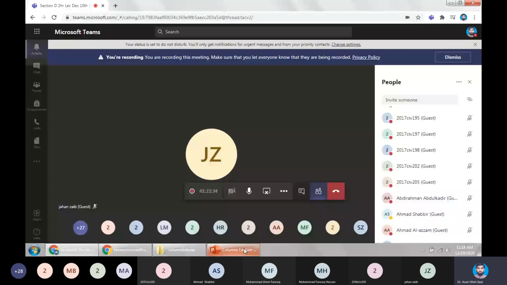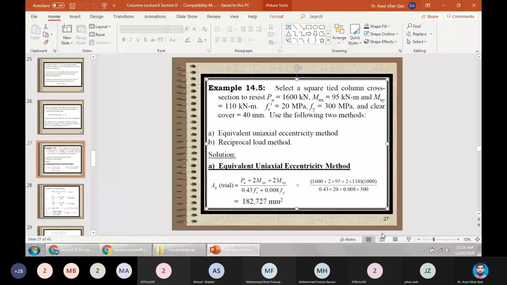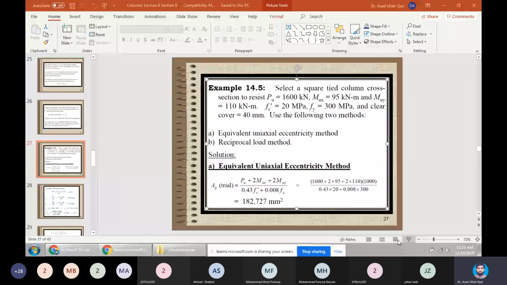So on slide number 27, statement of the example problem 14.5. It is copied from your reference book. A good example which can help you to understand the approximate method of design of column under biaxial loading.